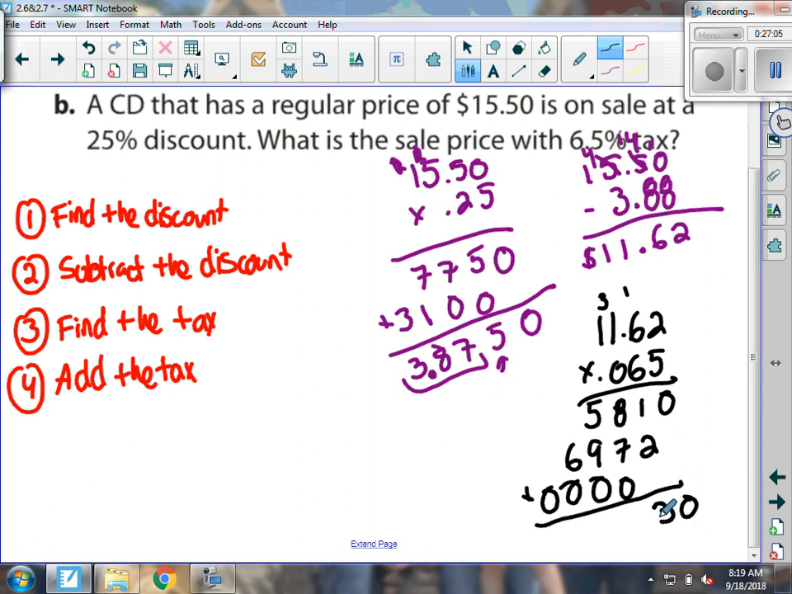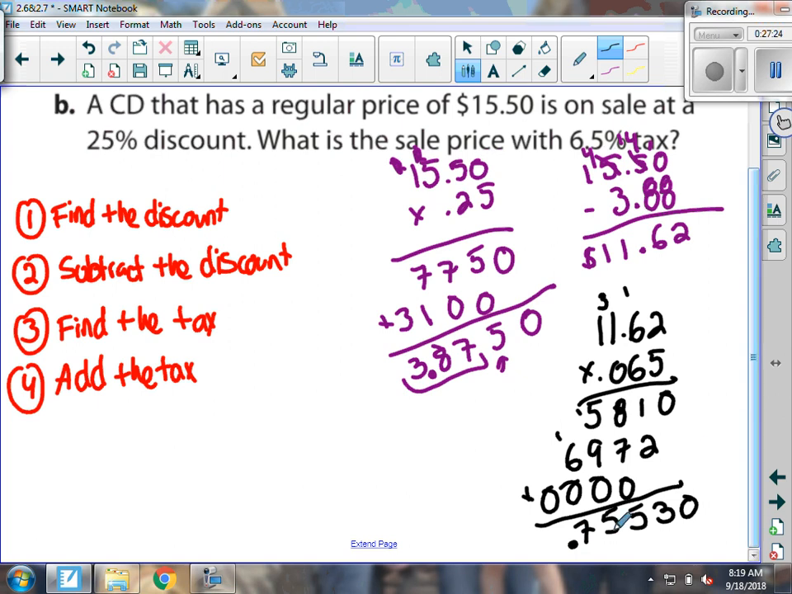2 plus 1 is 3. 8 plus 7 is 15. 9 plus 5 is 14. Plus 1 is 15. 6 plus 1 is 7. And then that's just 0. How many decimal places do I have? 1, 2, 3, 4, 5.